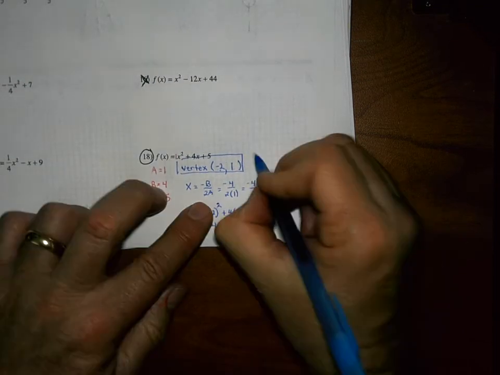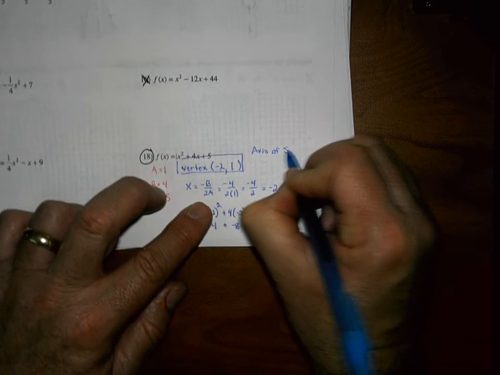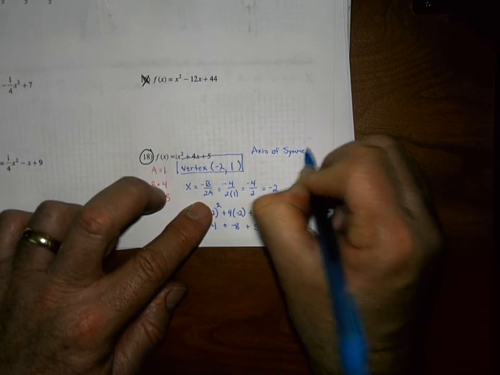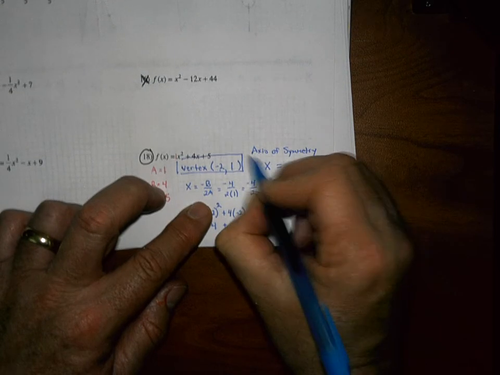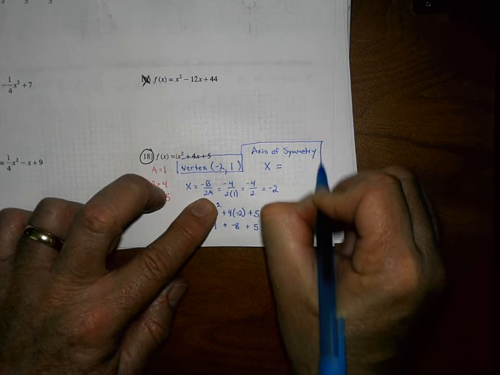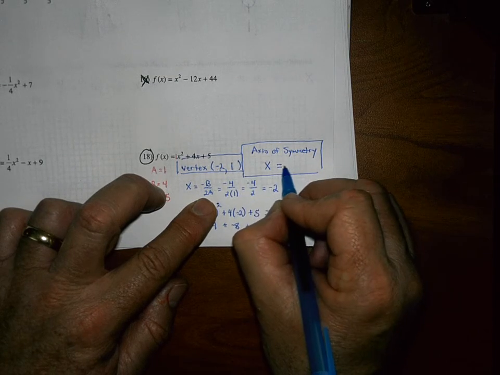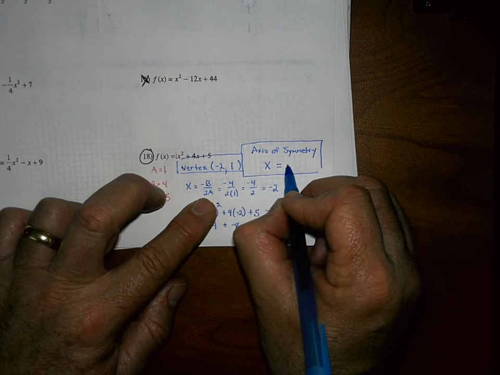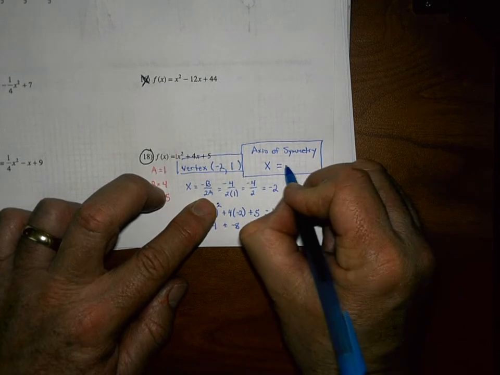And now I can identify my axis of symmetry. Keep in mind, whenever you identify the axis of symmetry, it's always an equation. It's always x equals. And the reason for that is because x equals will always give you a vertical line, and then the number that x is equal to is your vertex's x value. So there's my axis of symmetry.